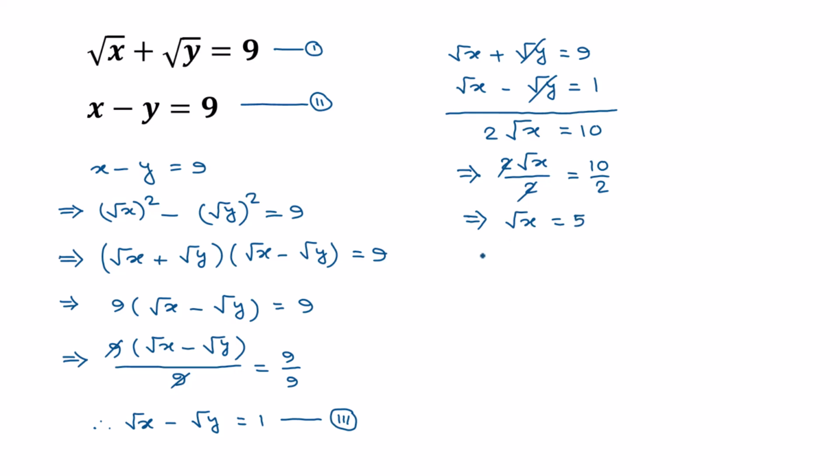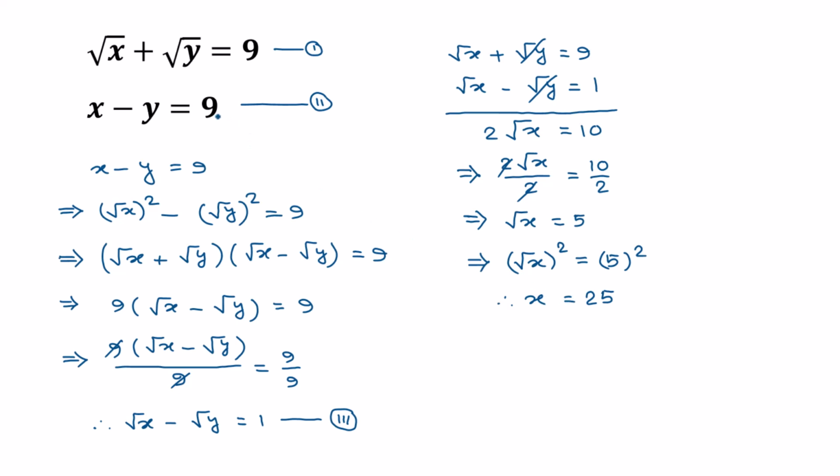Now taking square to both sides, we will get square root of x whole square is equal to 5 whole square. Now the square root and the square will cancel, so it will be x is equal to 5 square, so this is 25, and this is the value of x.